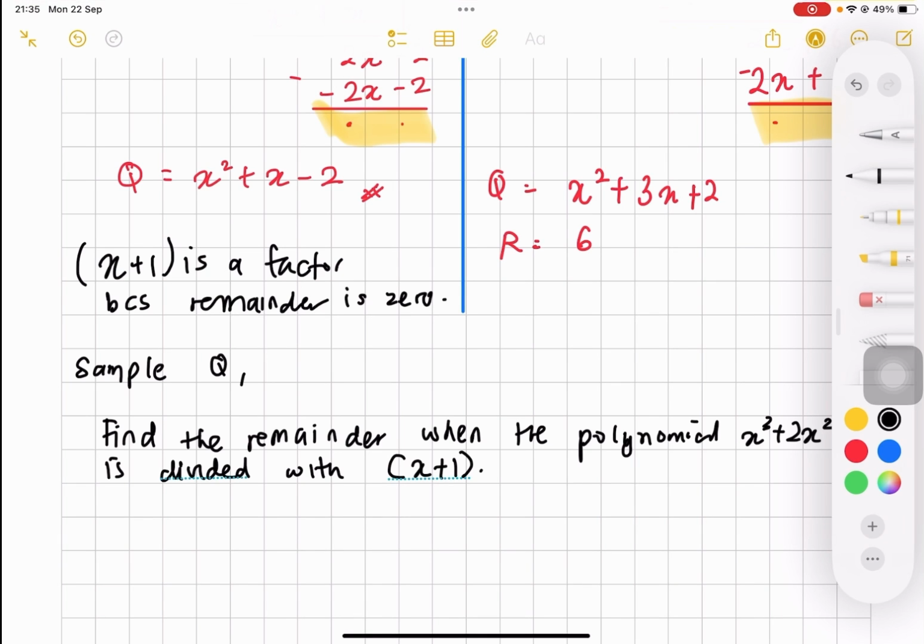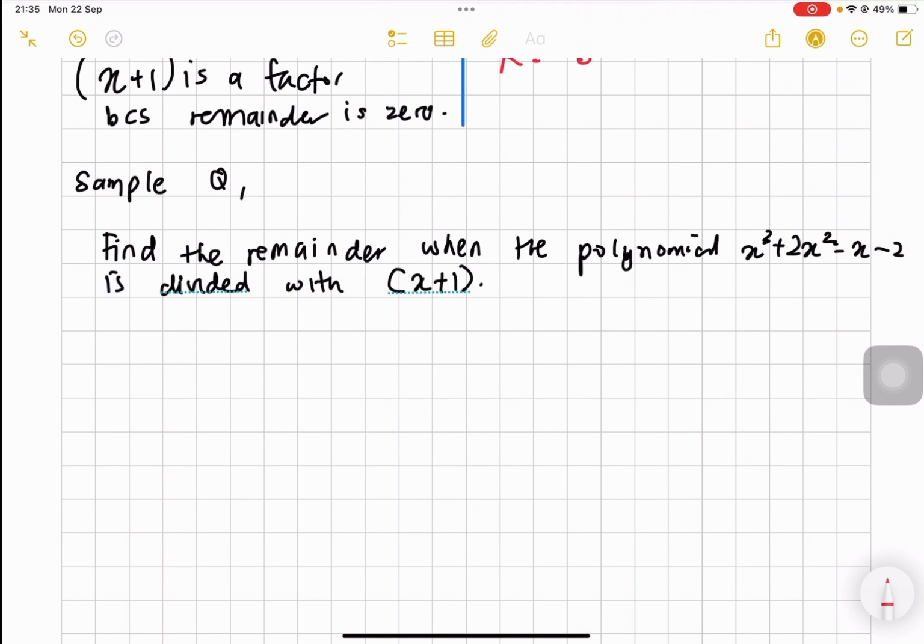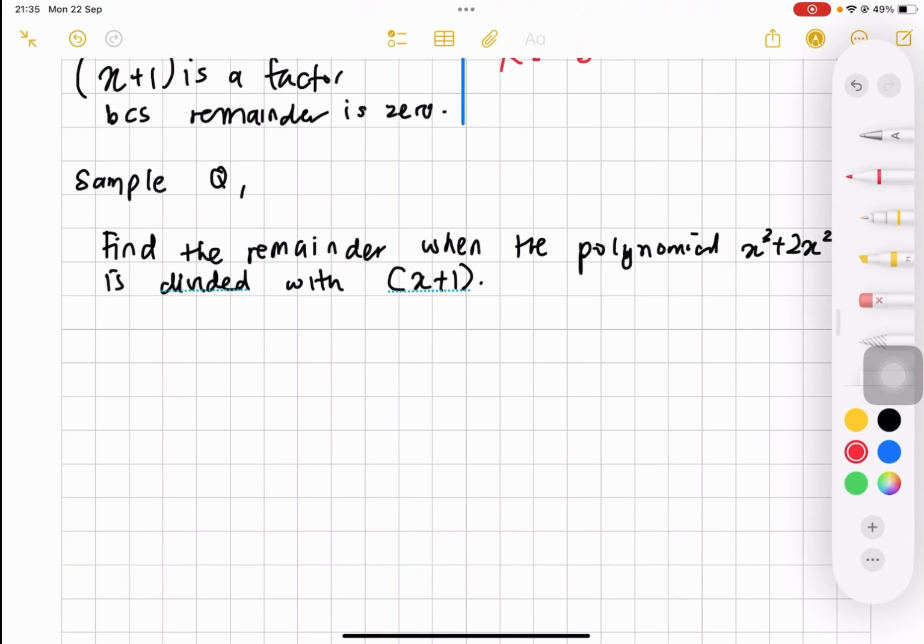Remainder theorem. Now I'm going to plug in x equals negative 1. How do we know x equals negative 1? We refer to your divider, which is x plus 1. By using the remainder theorem, you just equate it to 0 and then we get x is negative 1.